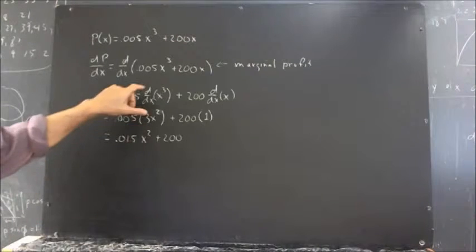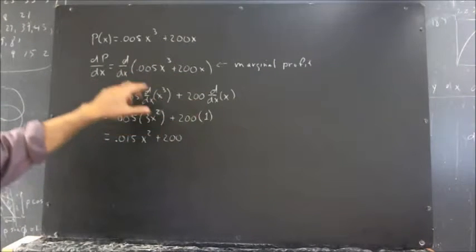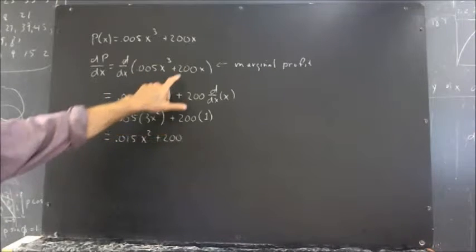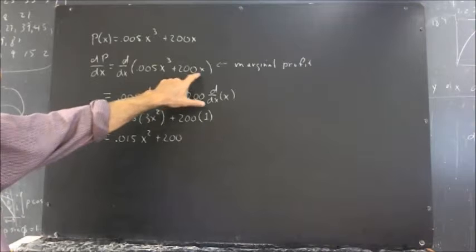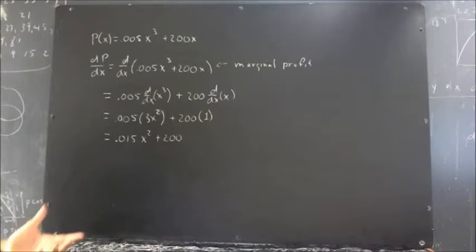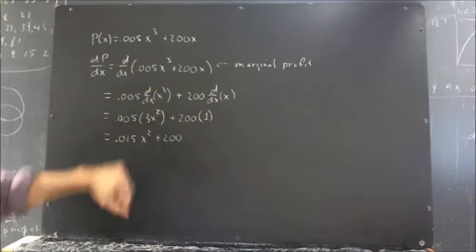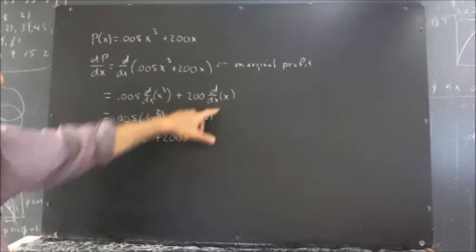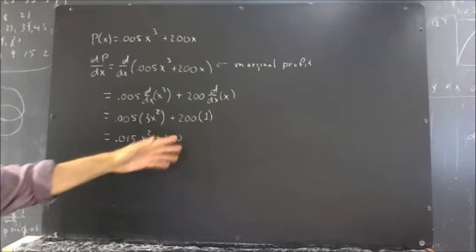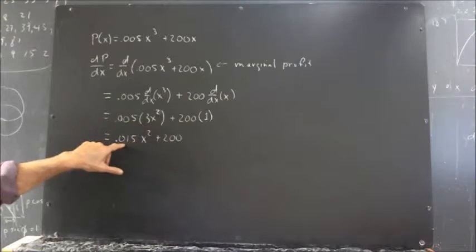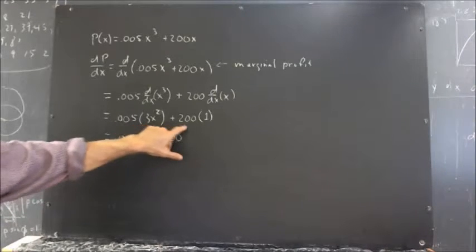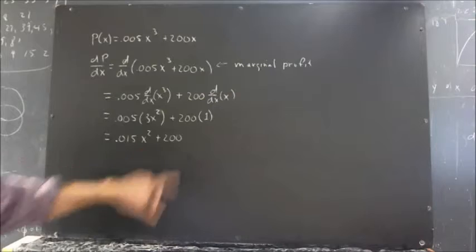So we have then the derivative of all this is 0.005 times the derivative of x³ plus 200 times the derivative of x. Now, the derivative of x³ is 3x². The derivative of x is just 1, as we saw very recently. So if we multiply things out, 0.005 times 3 is 0.015. We have 0.015x² plus 200 times 1, which is 200.